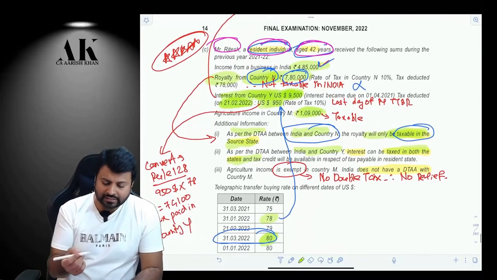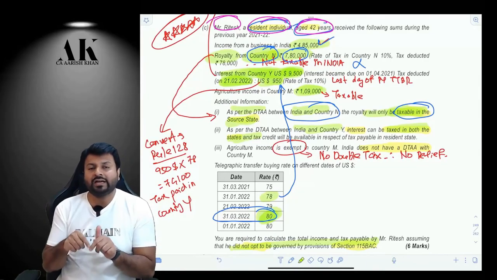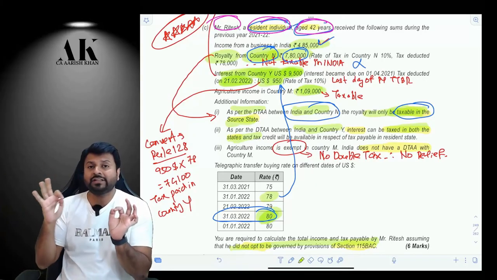If it is interest other than security, then you have to take TTBR as on the last day. But if it is interest on security, then you have to take TTBR as on the last day of the preceding month. So this is the difference between taking the TTBR.